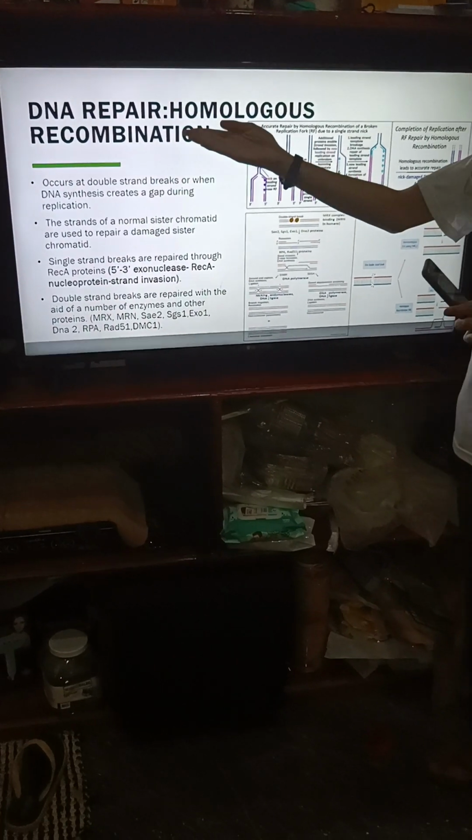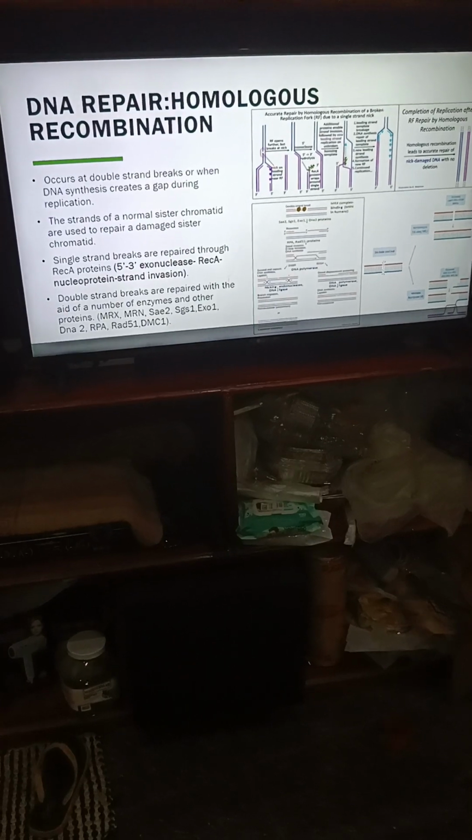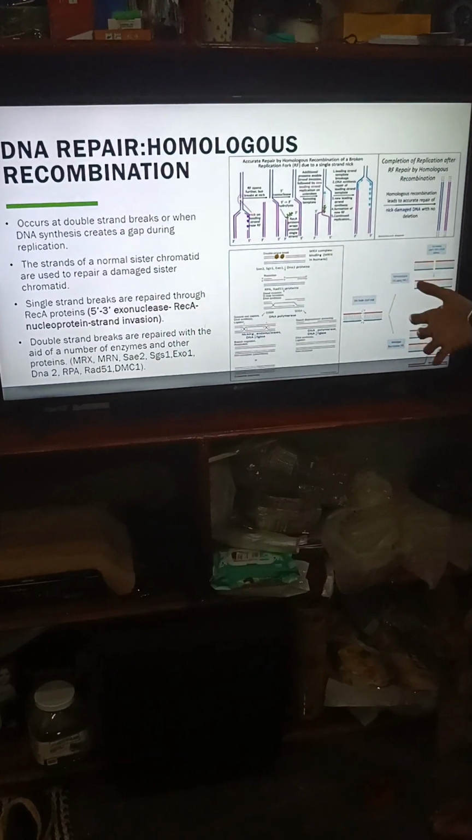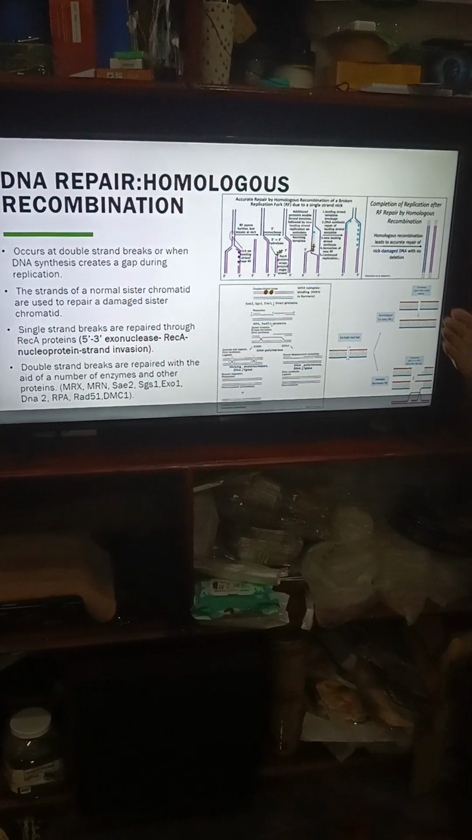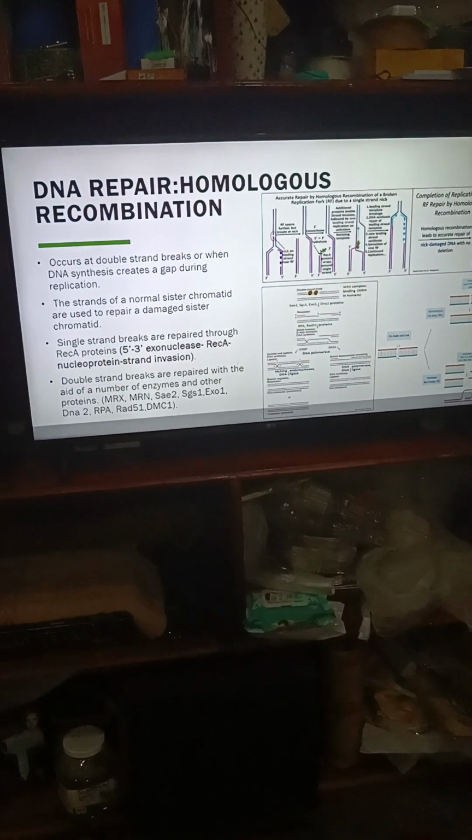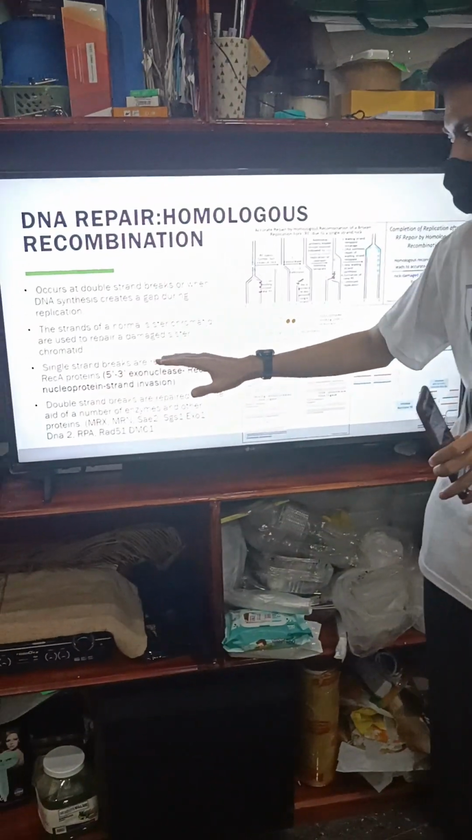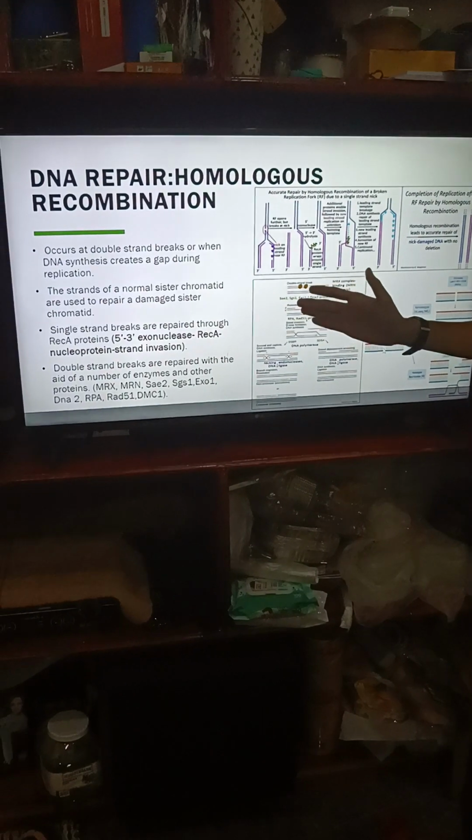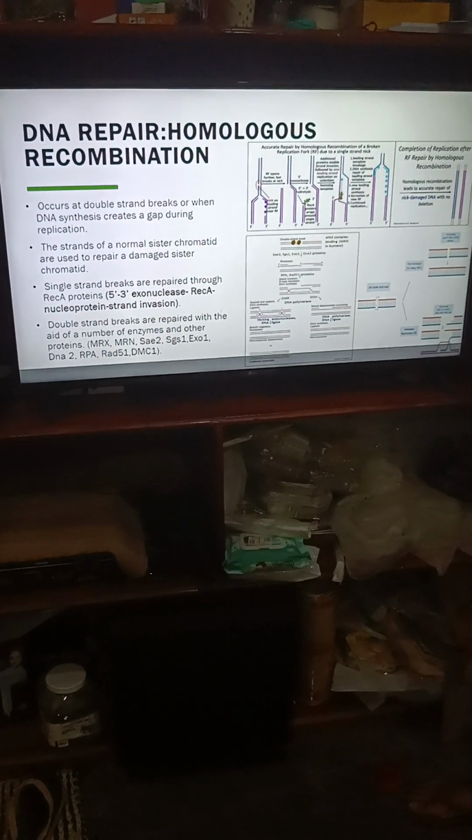Next DNA repair mechanism, the homologous recombination. It occurs at double strand breaks or when DNA synthesis creates a gap during replication. The strands of a normal sister chromatid are used to repair a damaged sister chromatid. So it involves both sister chromatids. So the other pair is the one that will repair the damaged pair.